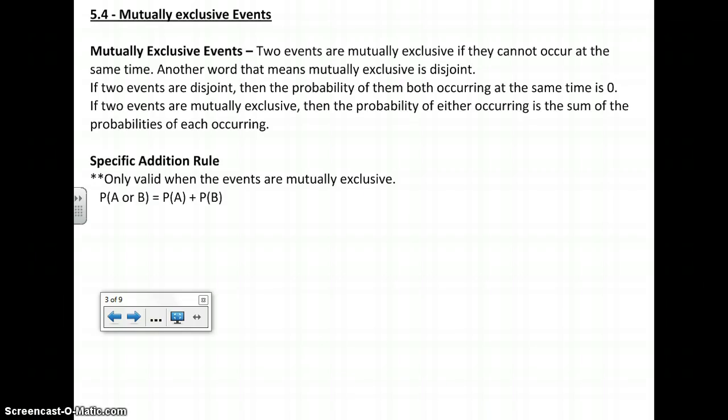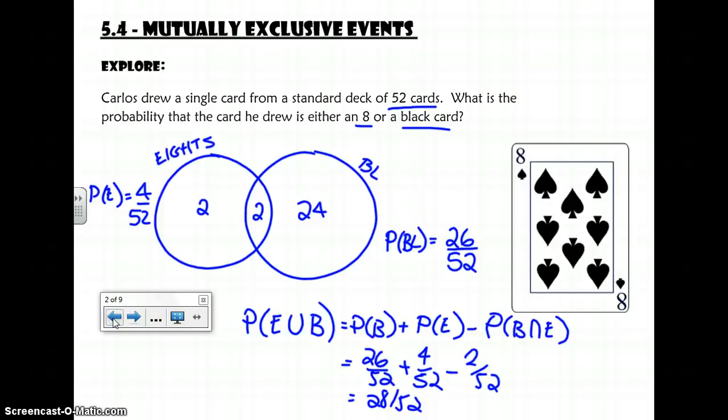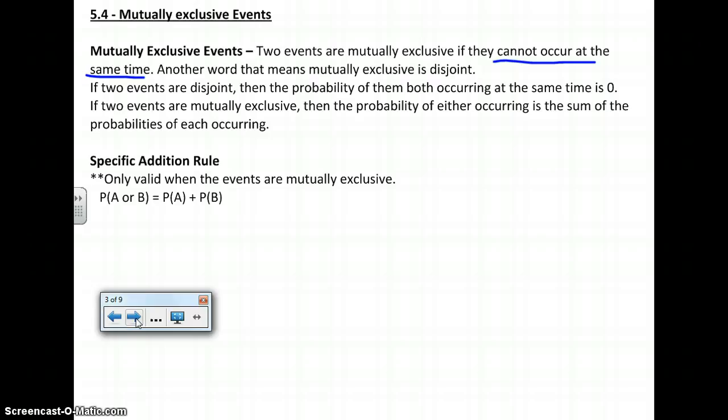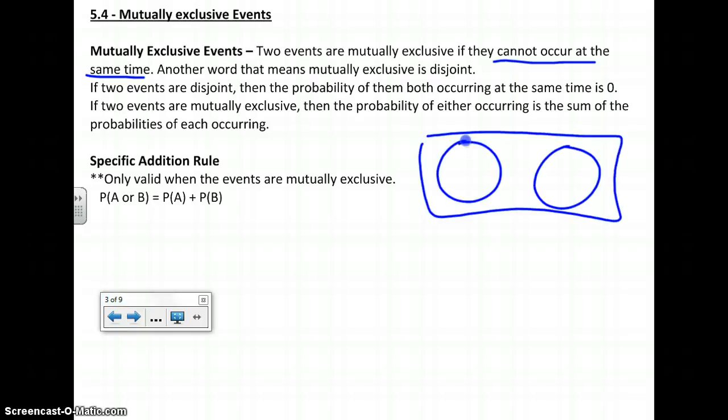So we've got these things called mutually exclusive events, where 2 events are mutually exclusive if they cannot occur at the same time. So that's important. Cannot occur at the same time. So the example we just did here, are these mutually exclusive? Is there a way that you can have an 8 and a black card? Yes, you could have an 8 of spades. So these are not mutually exclusive because they have an overlapping area. So mutually exclusive would be, in a Venn diagram, 2 separate circles that do not overlap.